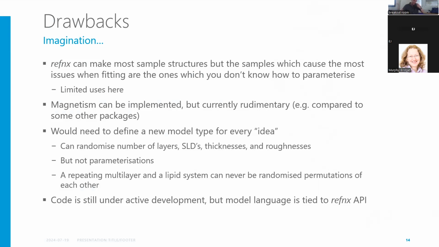And I've mentioned magnetism, but actually within my code I haven't really done much with magnetism because it was a bit tricky in RefNX, and supporting another code base which was able to do magnetism was beyond my abilities. So you'd need to define a new model type for every kind of idea for a model structure. But once you've done that, you can randomize very easily things like layer thicknesses, SLDs, roughnesses, but you can't randomize reparameterizations of structures, which is quite often a thing which people want to do.